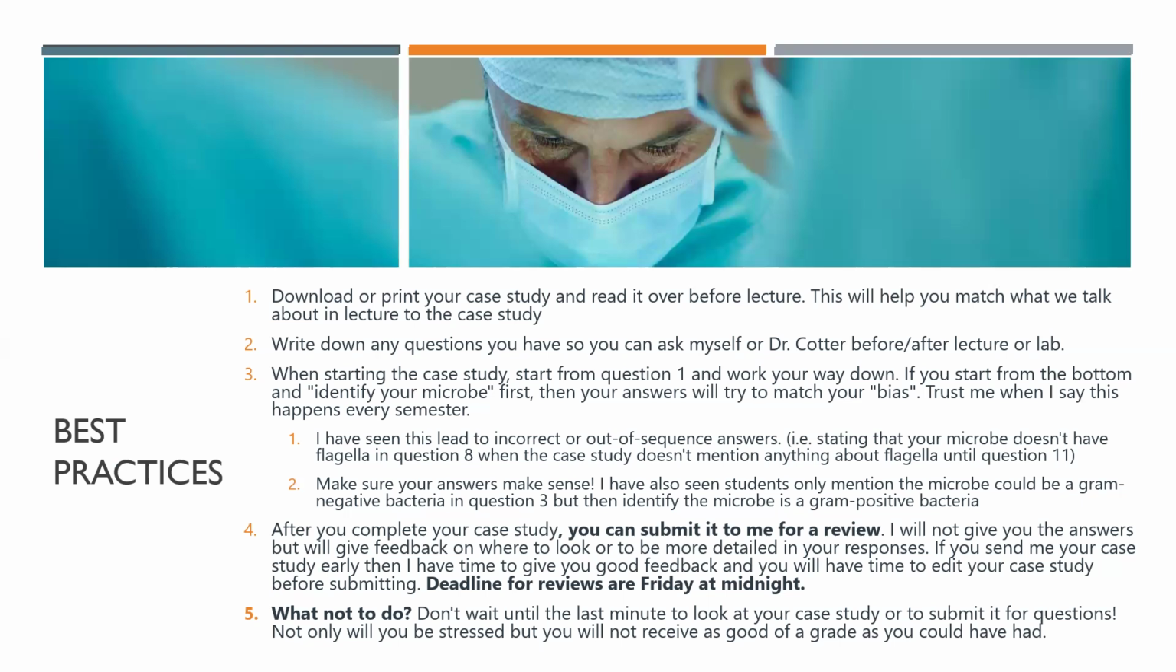I put some examples here. For example, stating that your microbe doesn't have flagella in question 8, when the case study doesn't mention anything about flagella until question 11. And I'll show you in the mini case how that could work. Also, make sure that your answers make sense. They'll put in one step, let's say question 3, that my microbe can only be gram negative. And then two questions later, they're saying, oh, my microbe could be gram negative or gram positive. Well, if you eliminate it at the top, you shouldn't have it at the bottom. That just told me that they went out of order and put in generic knowledge, but didn't read the case study thoroughly and go in order.